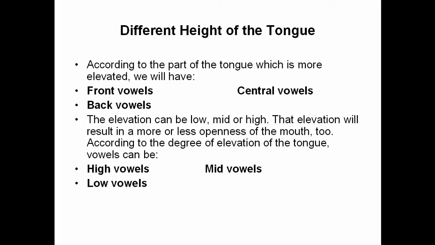Okay, so according to the part of the tongue that is raised, we can have front vowels if the front part of the tongue is raised, back vowels if the back of the tongue is raised, and central vowels if the middle part of the tongue is raised. And elevation can be low, mid or high. Fine, now we are talking about the up-down movement of the tongue. That elevation will result in more or less openness of the mouth too. I have given the example of a or e.